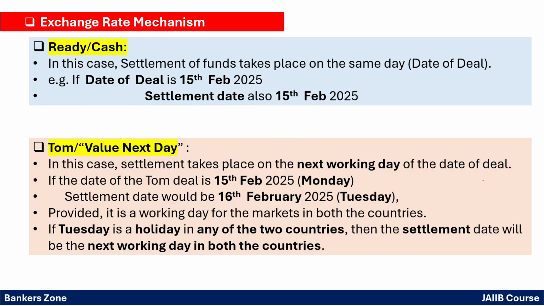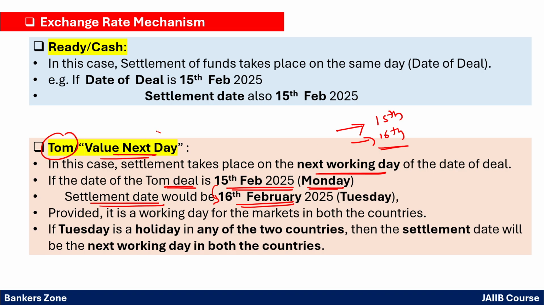For example, if the deal happens on 15th of February and it is a Monday, the settlement will take place on the next working day, simply tomorrow. So 16th February will be the settlement. That means you entered into the agreement on 15th and the deal is completed on 16th. TOM means tomorrow or next day, right?